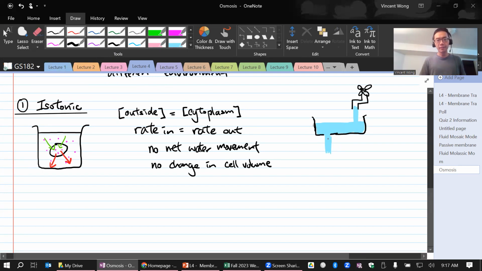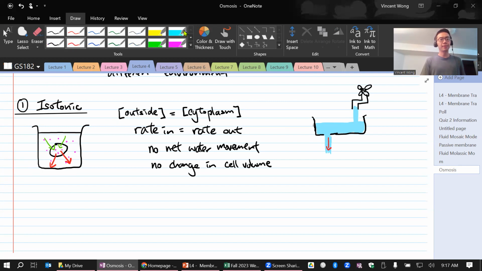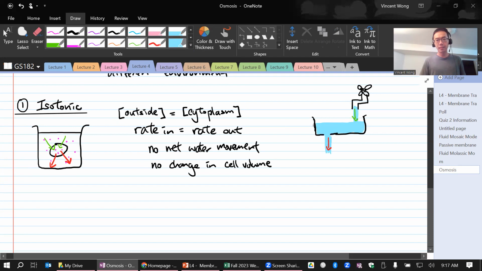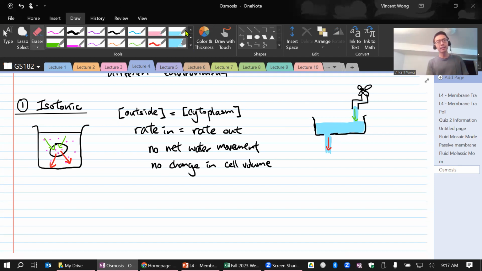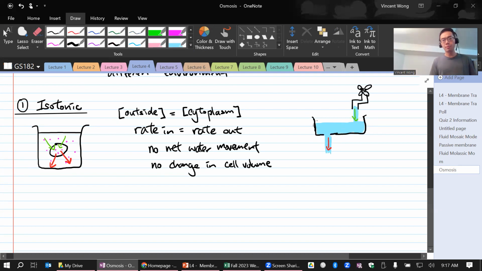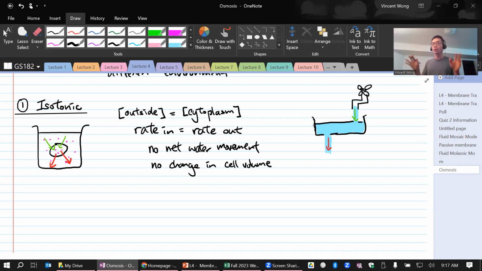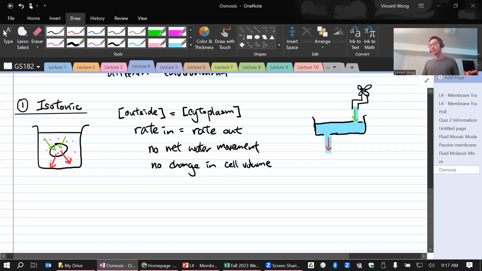So there's water leaving the basin, and there's water coming in from the tap. If they are the same rate, what's going to happen to my water level? It's going to stay the same. Exactly, no change in level or volume. And that's what the cell is doing here. It's not that there is no water movement, it's just that they cancel each other out, so there's no net movement.